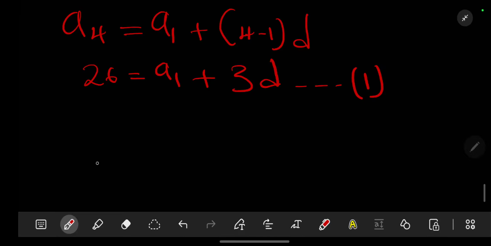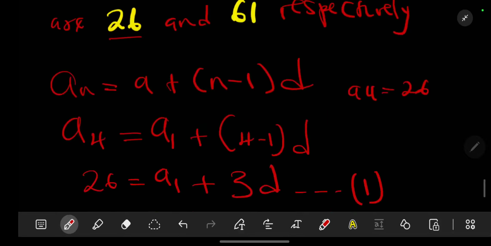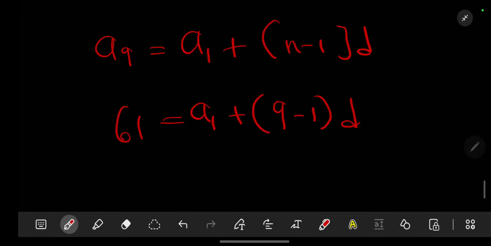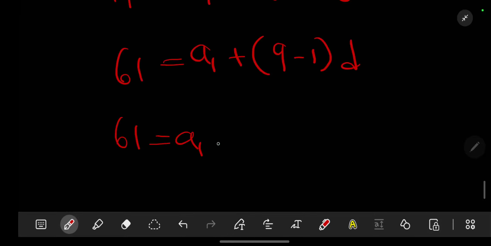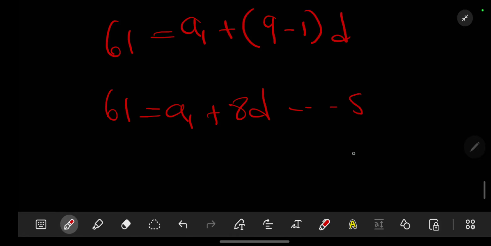Then for the other one, we have term number 9, so a9 is equal to a1 plus (n minus 1) times d. We have a1 plus 9, since it is the ninth term, minus 1, times d, which is unknown. Term number 9 is equal to 61, so 61 should be equal to a1 plus 8d, like that. With this we are now going to solve them simultaneously.